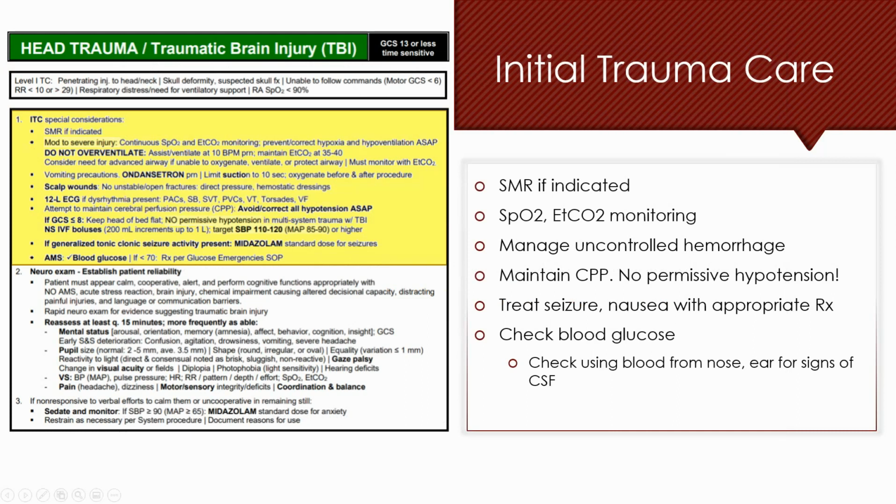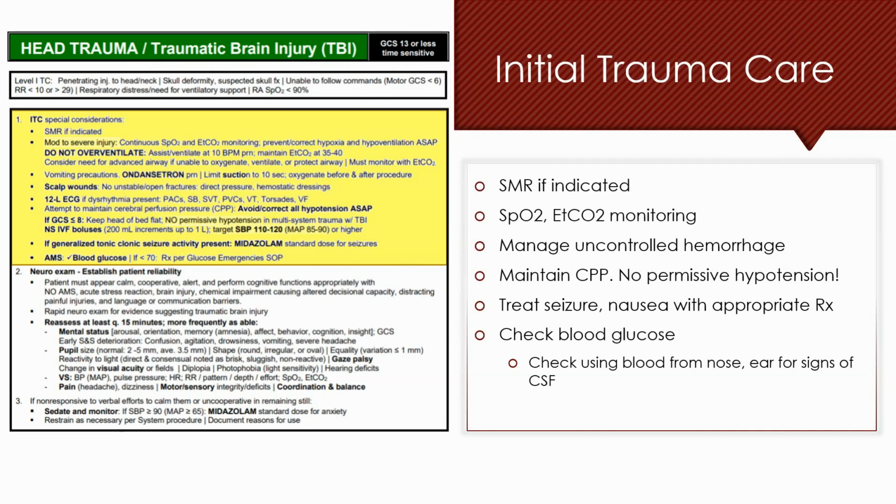So back to the initial trauma care then. SpO2 and end tidal CO2 monitoring, absolutely critical. Even if you have a patient that you suspect just had a mild concussion, right? If you're transporting them, have them on that side stream nasal cannula and be monitoring the end tidal CO2. Managing uncontrolled hemorrhage is obviously something to consider, but really, when are we going to have uncontrolled hemorrhage? We could have a laceration to the scalp. Those do bleed a lot. They are gnarly. There's no denying that. But it's never actually something that is going to cause any type of true hemorrhage.